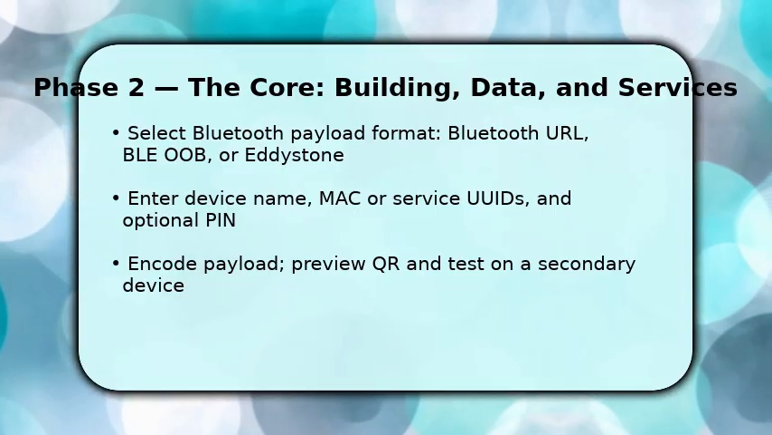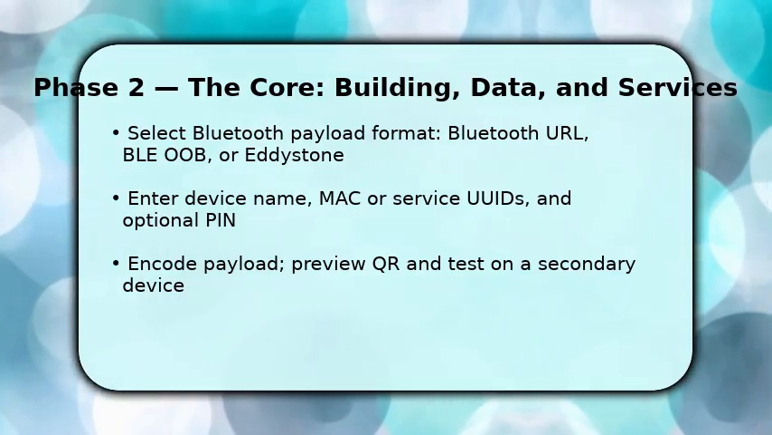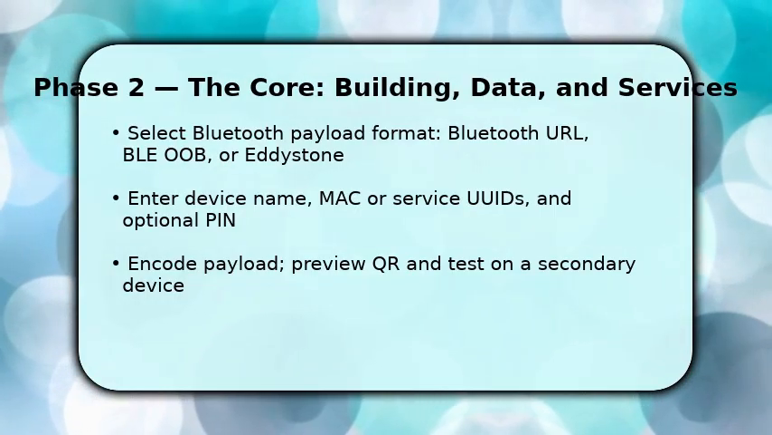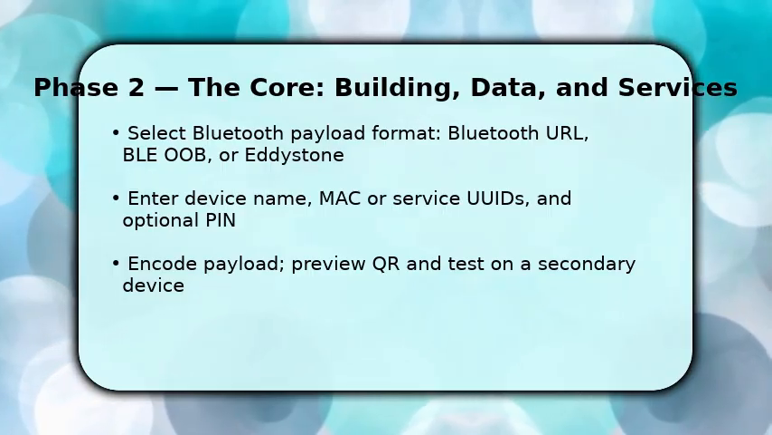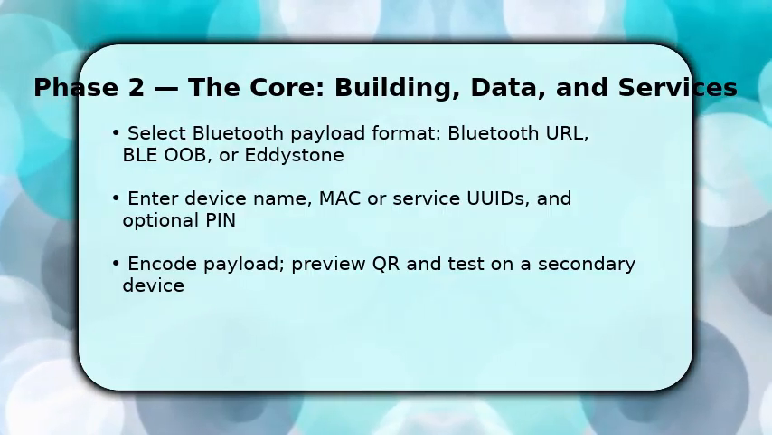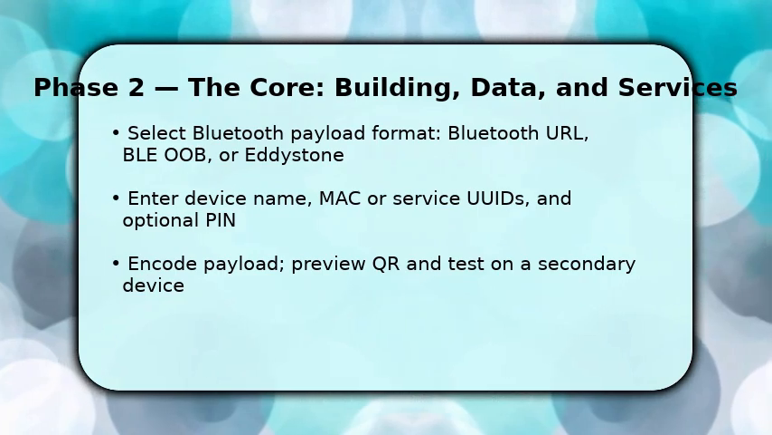After entering values, encode and generate the QR image. Preview data to verify accuracy. Make sure to test by scanning with a second device to confirm the intended Bluetooth action occurs.